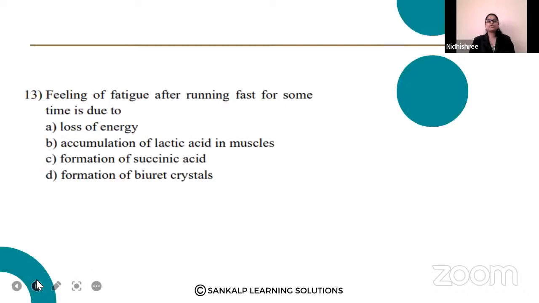Then the 13th question goes like this, guys. Feeling of fatigue after running fast for some time is due to option A, loss of energy; option B, accumulation of lactic acid in muscles; option C, formation of succinic acid; option D, formation of biurate crystals. Shilpa Nayak option A, Kanchana Raj option A, Soundarya option, Pallavi option B, Saima option A, Pavitra option B.